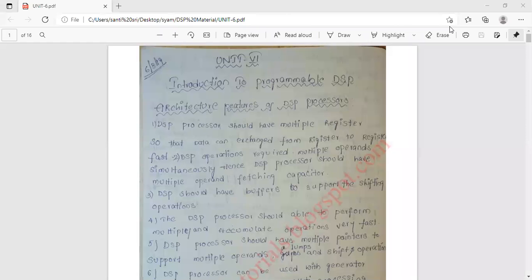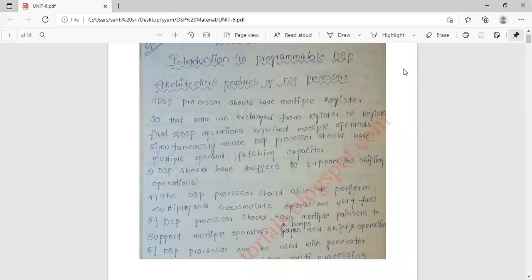In the last class, we started the unit, introduction to programmable DSP. Already we have discussed the architecture features of DSP processors, digital signal processing processors.